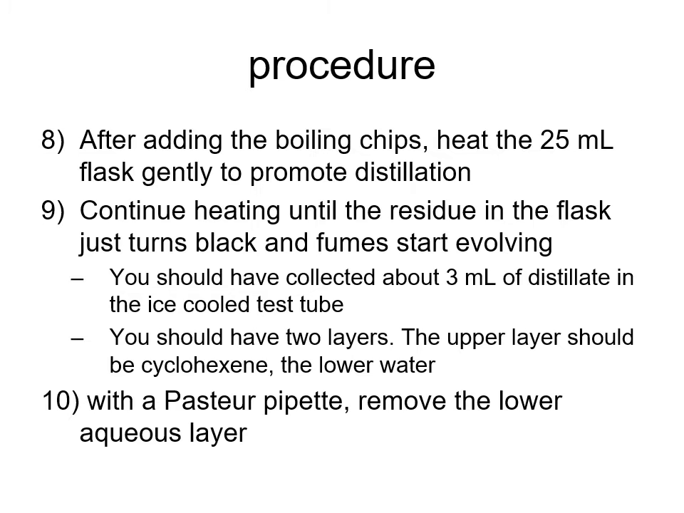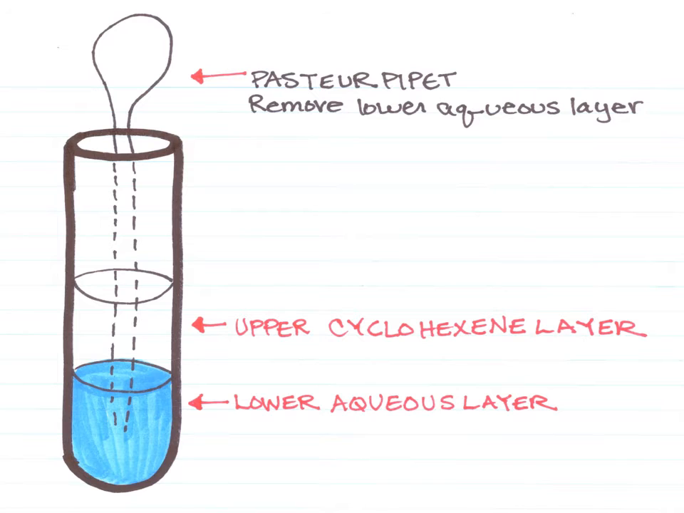And then with a Pasteur pipette, remove the lower aqueous layer. And you can see here in the drawing, you remove the lower aqueous layer with your pipette. It should be on the bottom, right? And you have your cyclohexane here at the top.